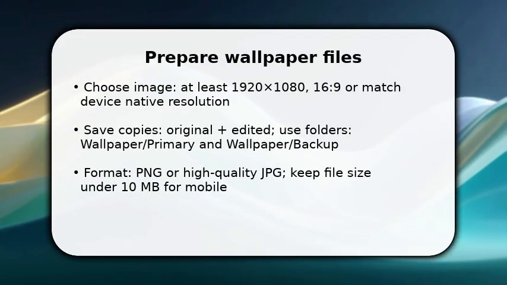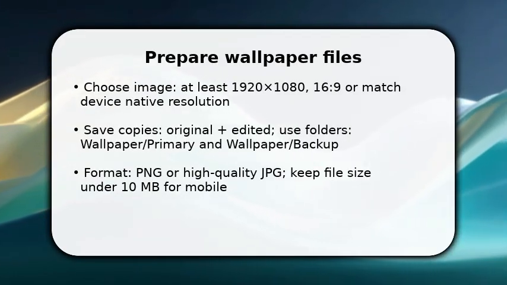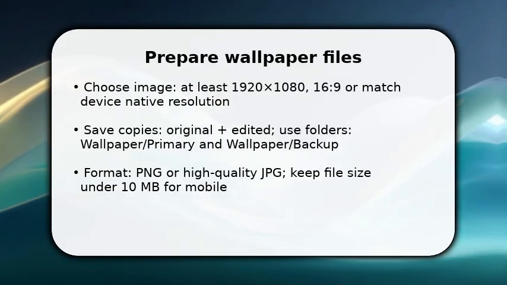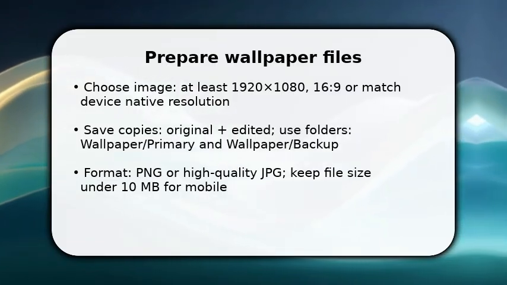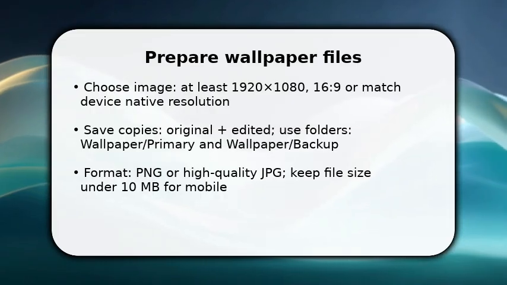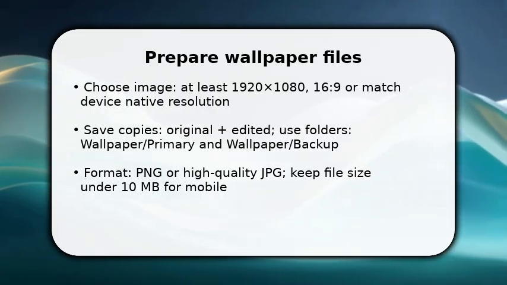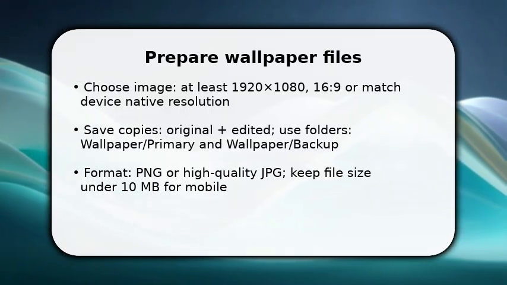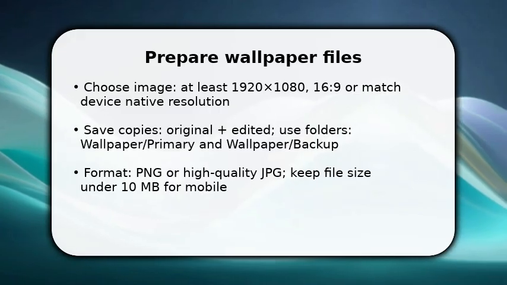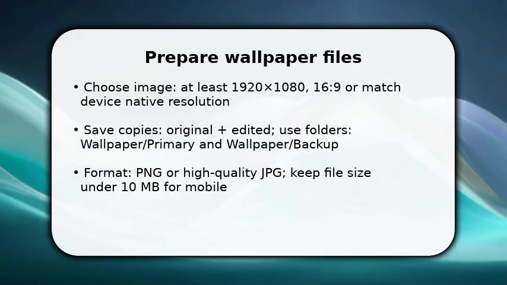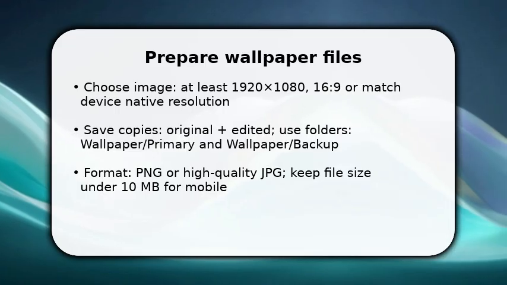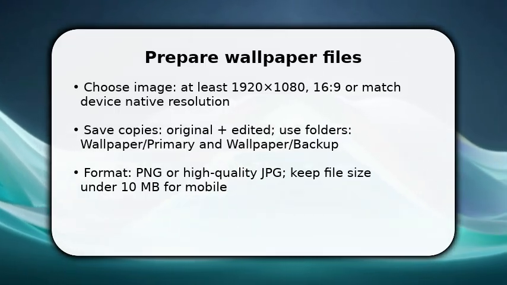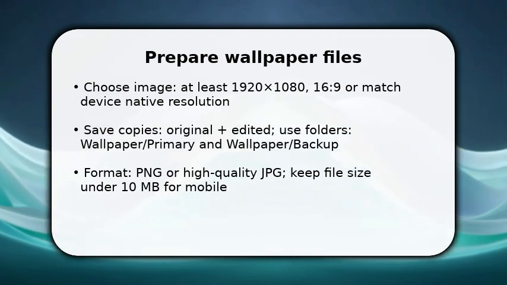You start by gathering the exact files you want to keep. Pick images at least 1920 x 1080 or your device's native resolution so scaling stays sharp. Once done, make 2 copies, one original, one edited, and store them in a dedicated wallpaper/primary and a wallpaper/backup folder so you have redundancy. Next, convert to PNG or high-quality JPG and check file size. Keep under 10 MB on mobile to avoid slow loading.